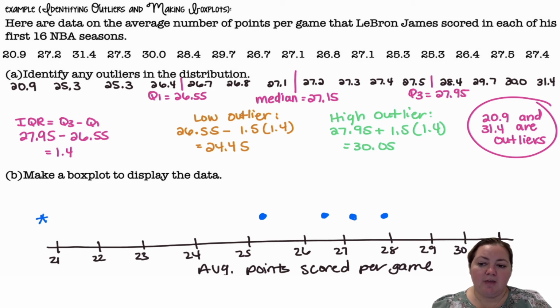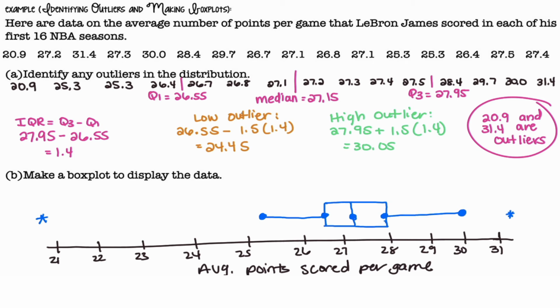And again, I have that 31.4 as an outlier. So I'm going to put a dot at 30, which is the next largest number that's not an outlier. I'm going to put a star at my outlier. Now that I have these 5 dots, I'm going to connect them to make a box plot. So whisker, box, box, whisker.